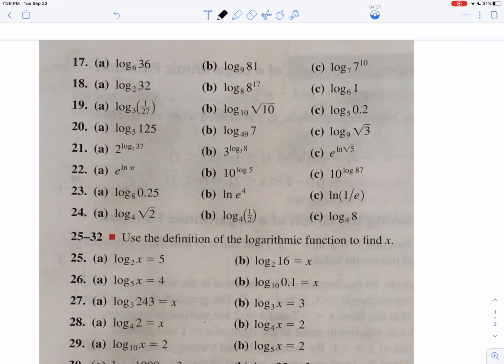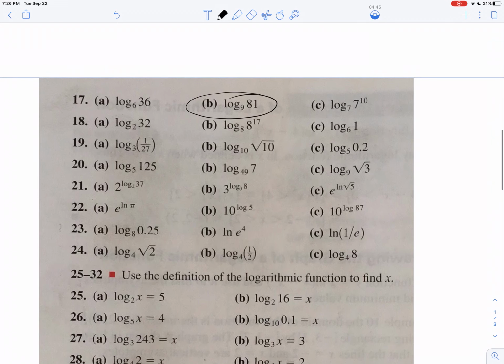So once again, I'm just going to pick on a couple here. But log base 9 of 81. If you do not think of this, you know what? Log base 9 of 9 squared, because that's all 81 is.